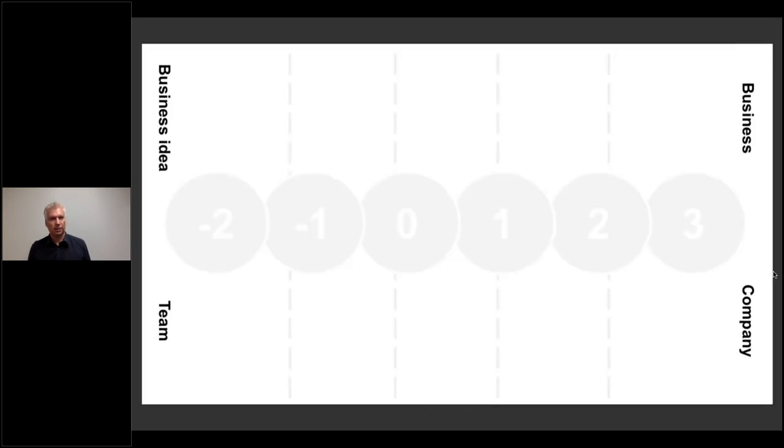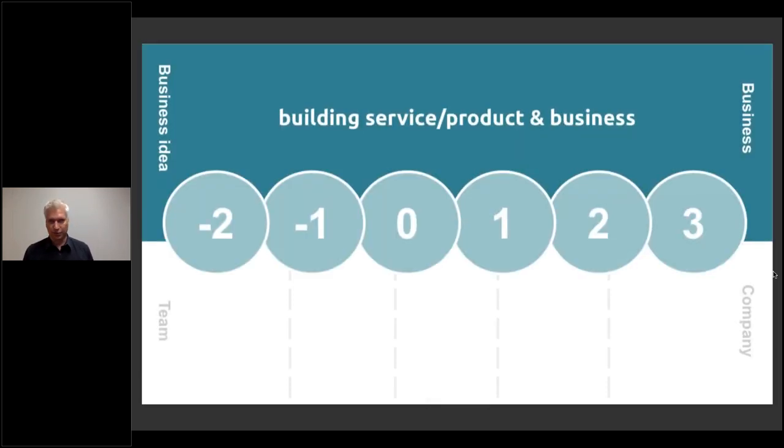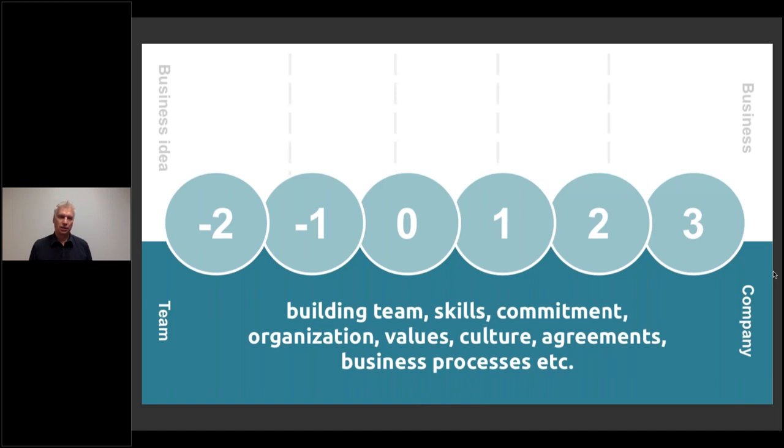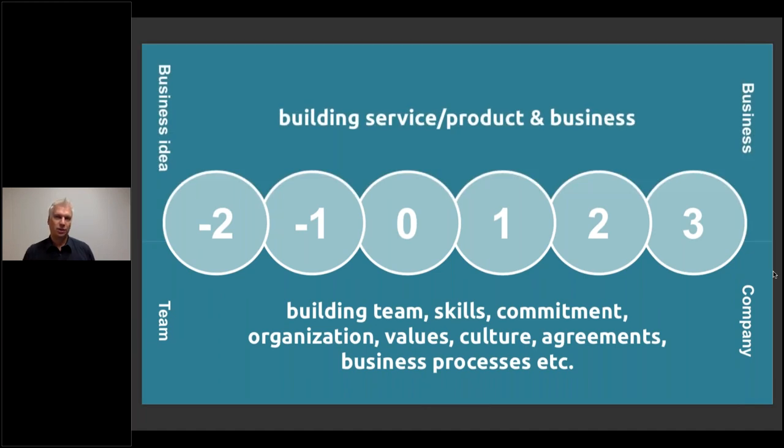So mapping the services, we can use this development phase as a blank canvas to look first through all of the different services in the ecosystem from the perspective of building services, products, or supporting this development side. And we can look at building teams, skills, commitment, organization values, cultures, agreements, business processes, and so forth. And then of course we need to map both of these, and we can use the development phases to bring hardcore clarity to make it clear what service is meant for what purpose, for what development phase, where you are as a talent or as an entrepreneur or as a startup.